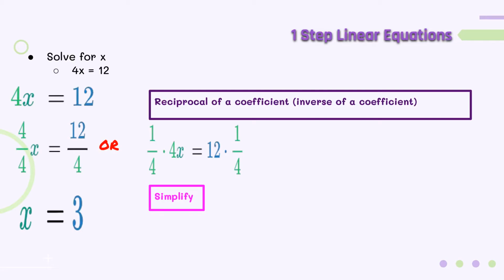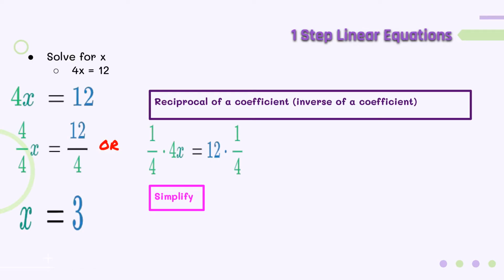Here's a different type of one-step linear equation. This time, we're not adding or subtracting anything from the constant. We're either multiplying or dividing the variable by something. So solve 4x equals 12. So my 4x is equal to 12. So I'm going to take the reciprocal of a coefficient. Another way of saying that is the inverse of a coefficient.